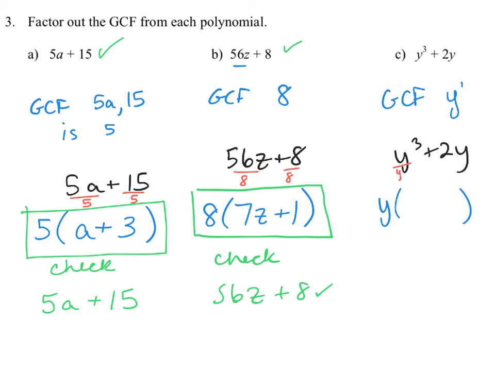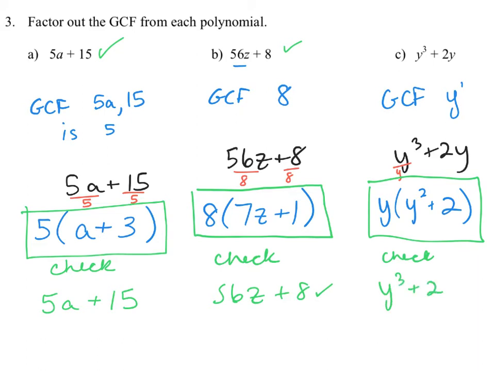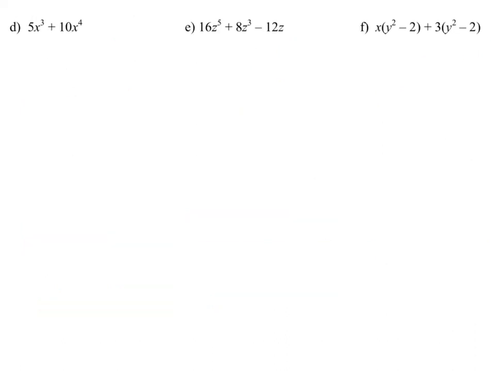Y to the third divided by y is y to the second power. And then 2y divided by y is 2. So in factored form, y to the third plus 2y is written as y times the quantity y to the second power plus 2. Again, you can always check that factoring technique by using the distributive property. Y times y squared is y to the third, and y times 2 is 2y. That's exactly what we started off with.